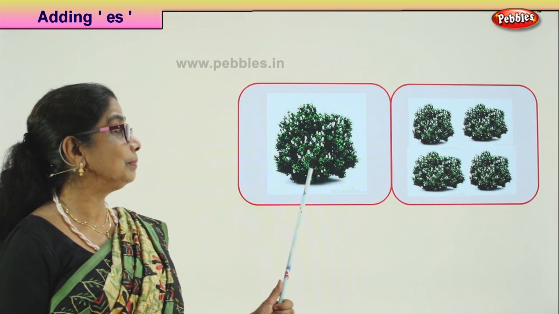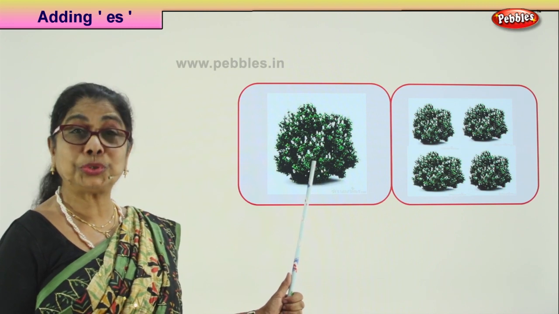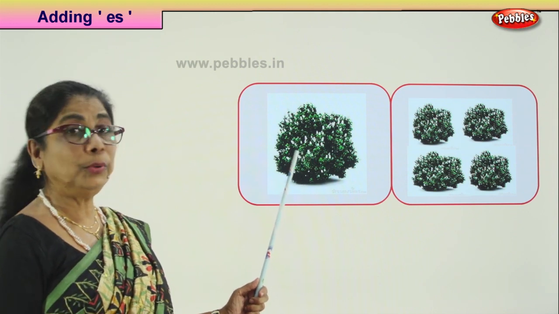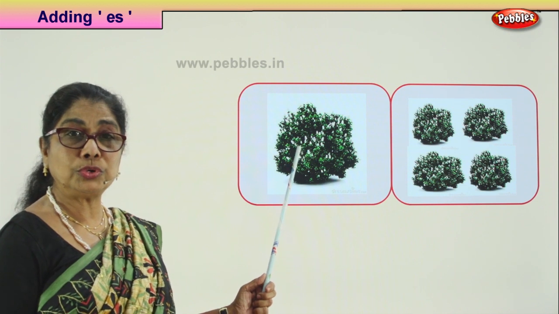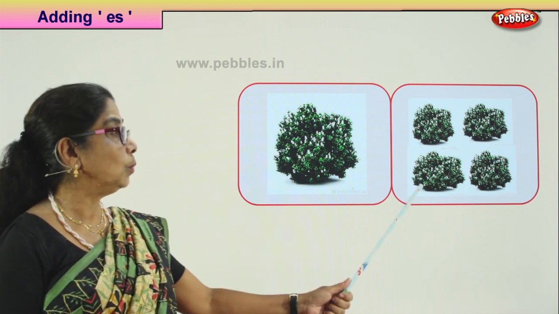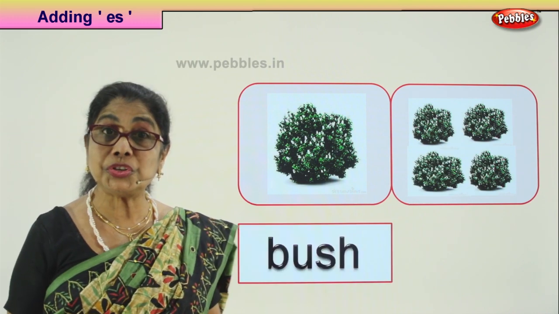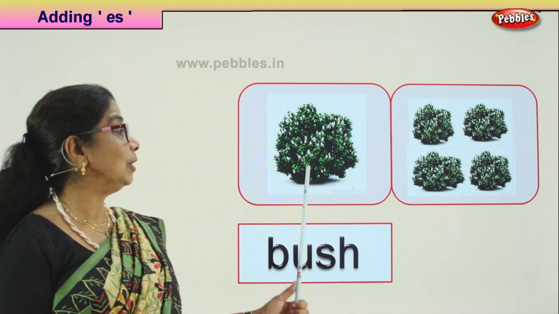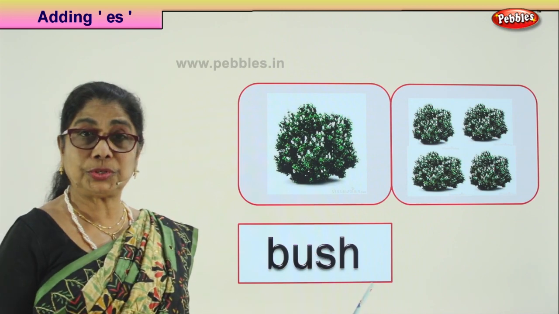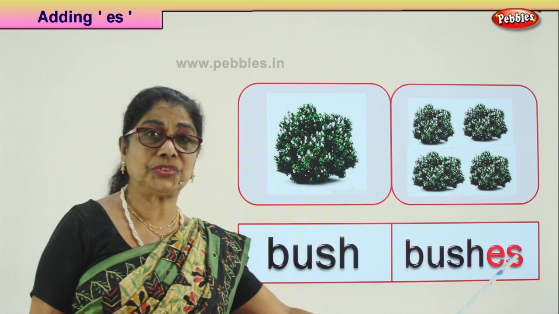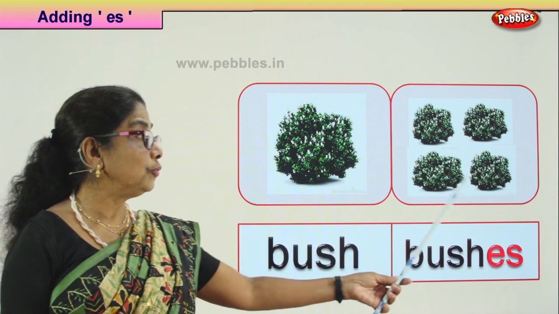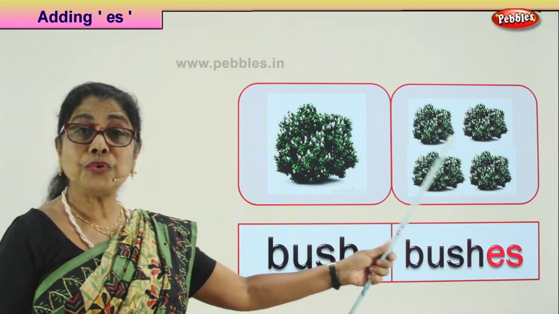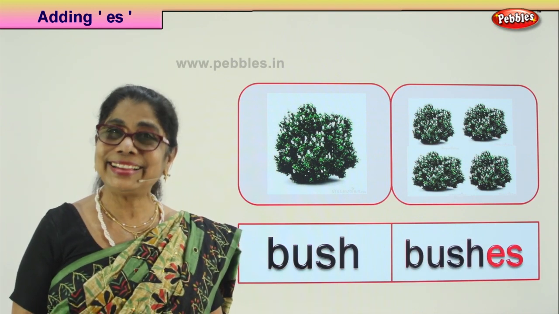What do we see here? Here's a bush. Where do you find the bush? In the garden. It can be a flowering bush, a croton bush, a rose bush. One bush. One, two, three, four bushes. Look at the white flowers on it. To form the plural, we add es to the singular noun. One bush, four bushes. Good.